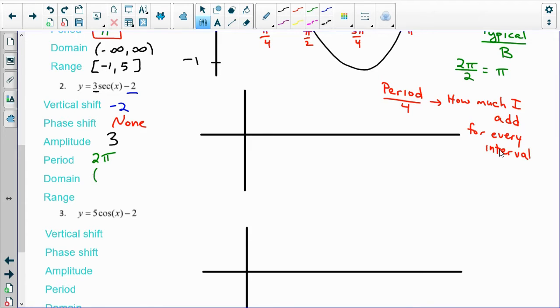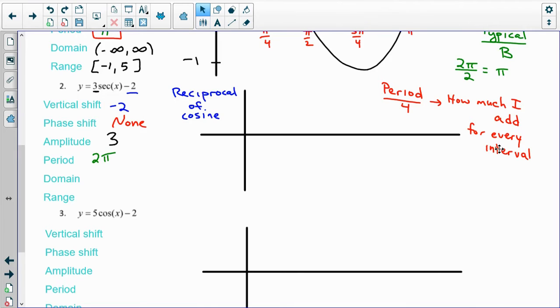The domain of a secant graph is a little interesting, and the range, we'll get to that in a second. So we'll talk about those in a little bit. Now, secant is really the reciprocal of cosine. So if I look at what a cosine graph might look like, I'm just going to graph what this would be if it was cosine.